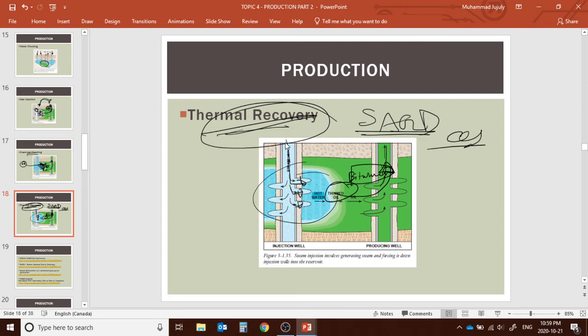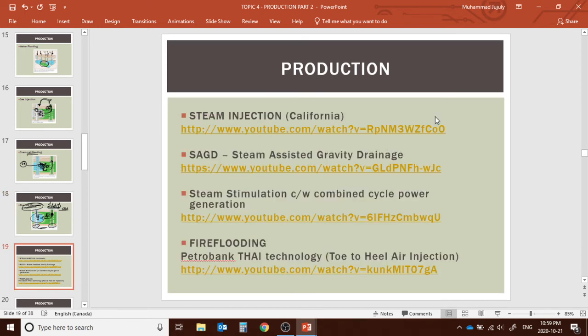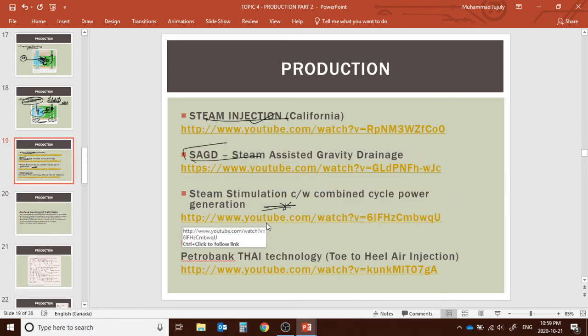So that's how we utilize thermal recovery. You have to put in two wells: one is the injection well and the other is the producing well. Steam injection is involved, which is why its name is steam assisted gravity drainage, SAGD. This is the SAGD video, steam injection, or combined cyclic power, CCS, steam emulsion. Watch this. We also use this process in the Athabasca tar sands. This is the fire flooding. There is another one.